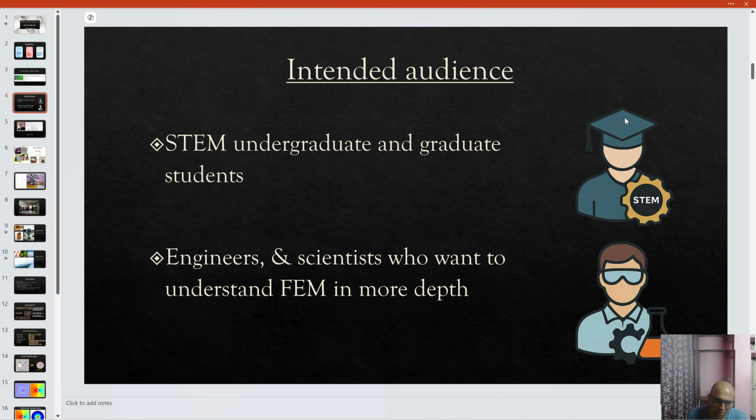Moving ahead, the intended audience of this course is basically as broad as the applicability of finite elements. Finite elements is a multi-physics tool, and so you could be an undergraduate or graduate student from STEM fields, or engineers or scientists from STEM fields. So long as you are fulfilling the requirements, I think this course will really help you.